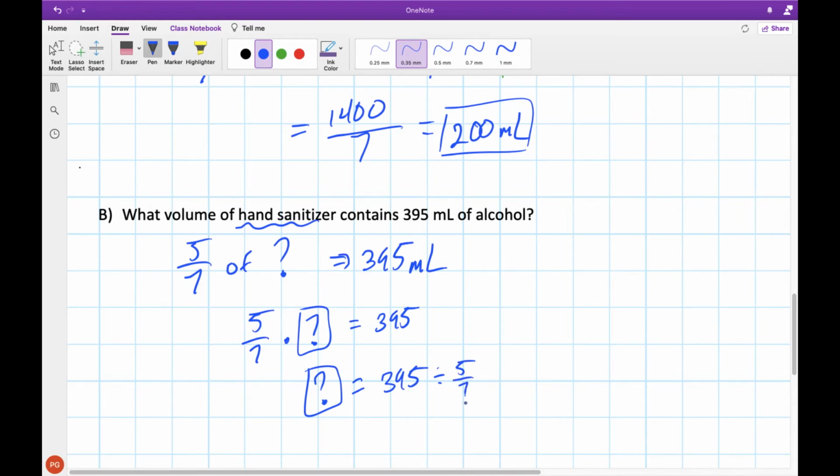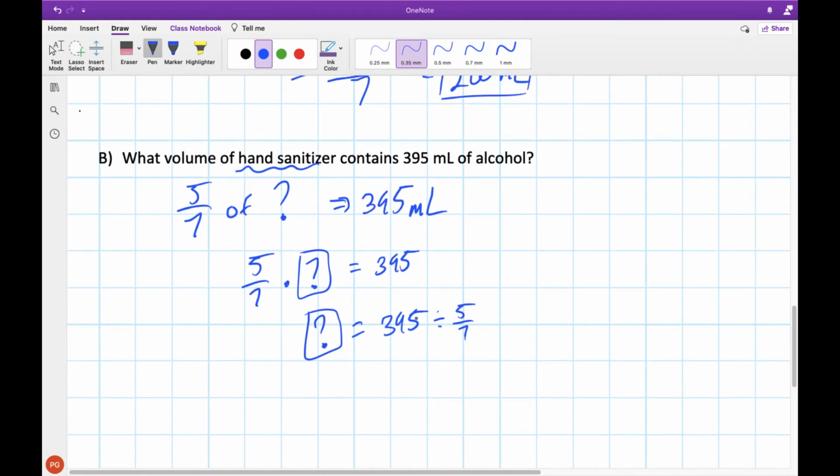If you don't remember that, go back to that video. I explain it a little bit more there. If we're dividing by a fraction, remember that this is the same as multiplying by the reciprocal. And now we can do this multiplication.